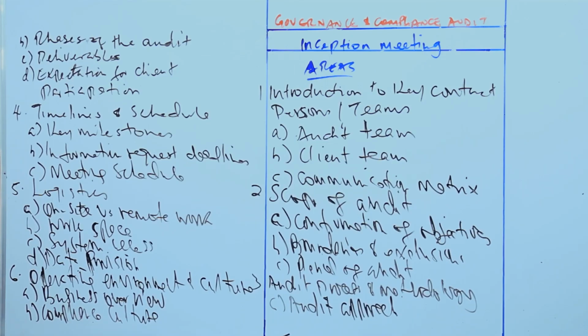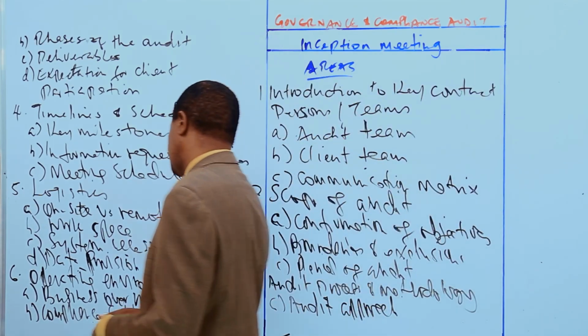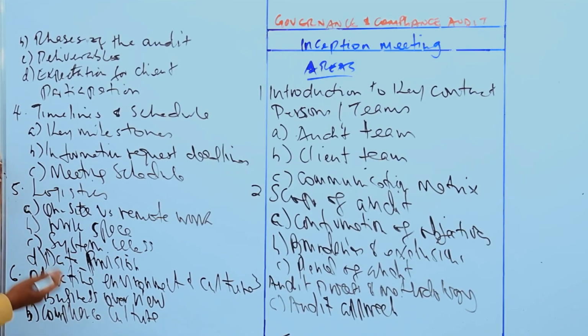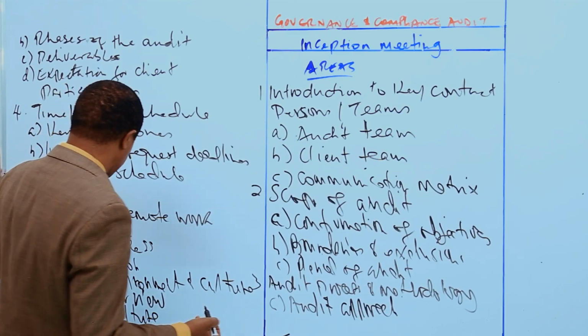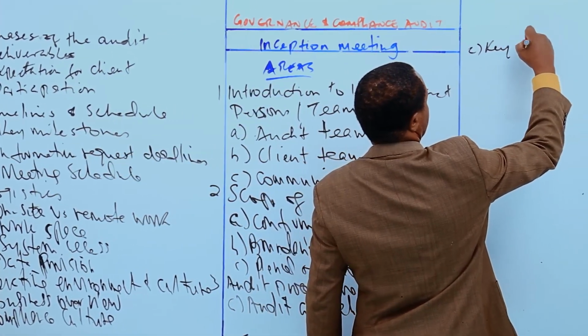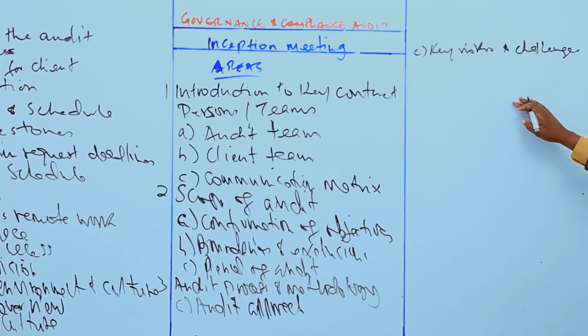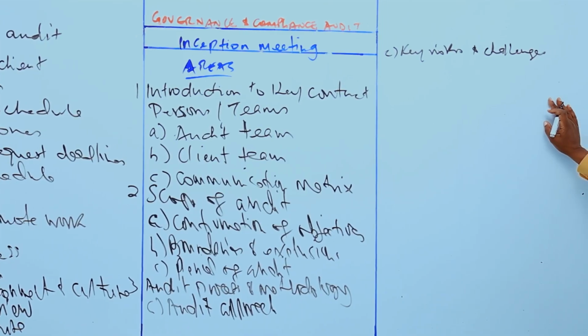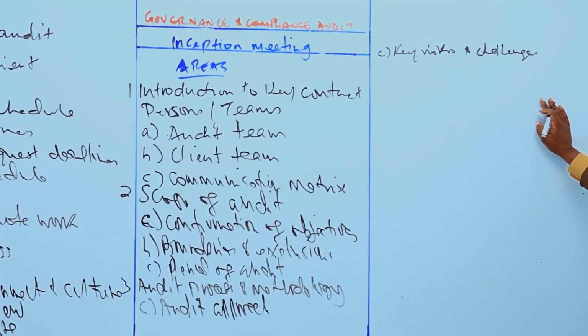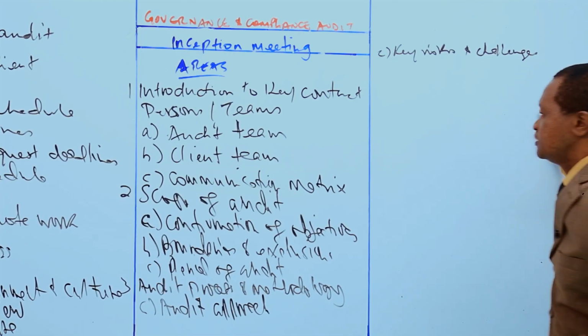Then, apart from this, you have A, business overview, B, compliance culture. You may also have key risks and challenges. What are the key risks and challenges that the organization is facing in governance and compliance areas? Inquire about any recent significant changes in the operating environment, in the regulatory landscape, or even organizational structure that might impact the governance and compliance. Then we have sensitivities.